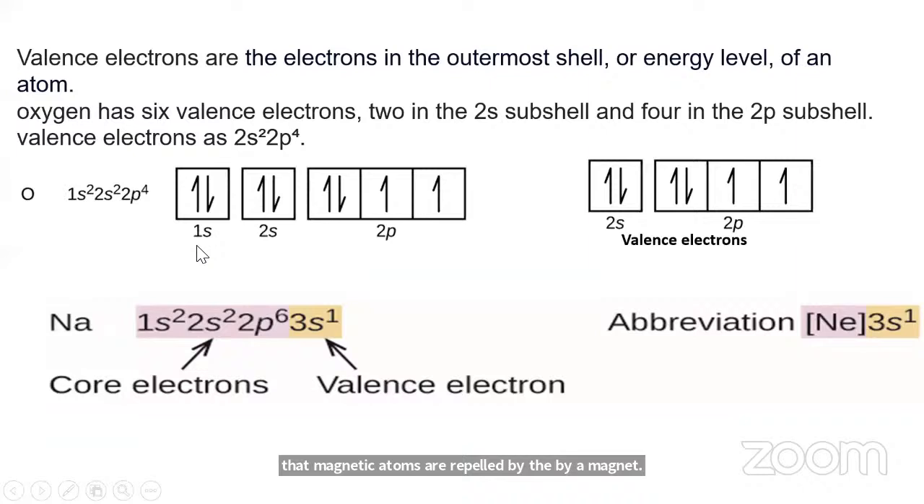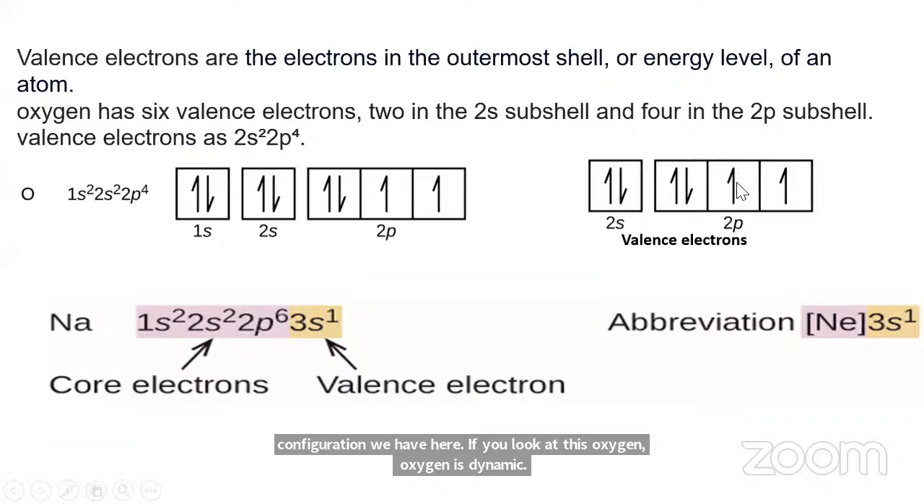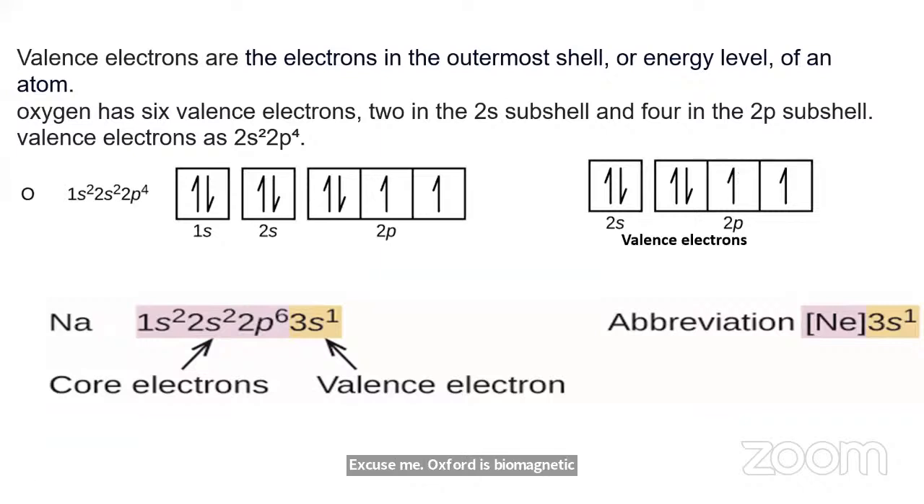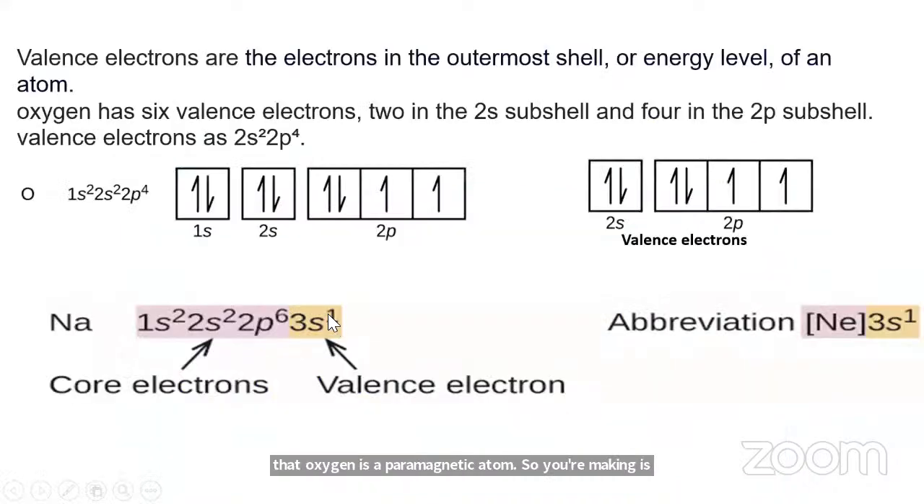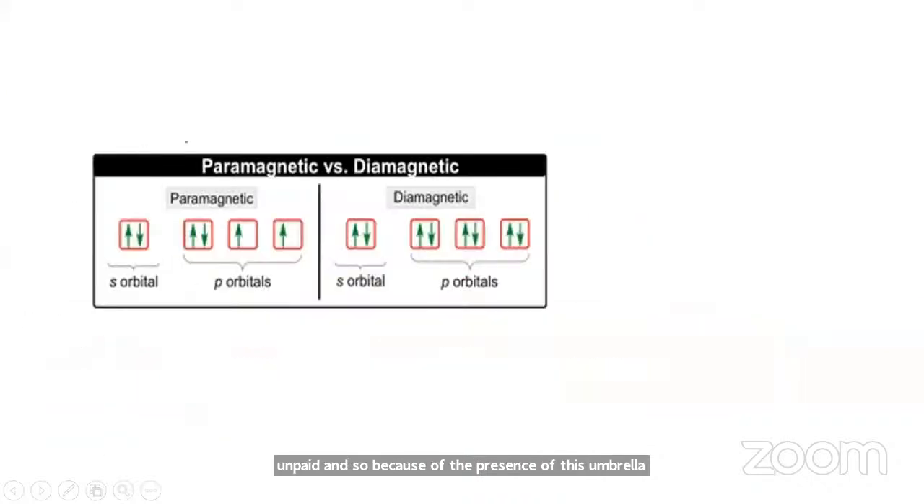Now let's go back to some of this electronic configuration we have here. If you look at this, oxygen is paramagnetic. Excuse me. Oxygen is paramagnetic because you have unpaired electrons in this orbital. In the p orbital, there is presence of unpaired electrons. So we say that oxygen is a paramagnetic atom. Sodium again is a paramagnetic atom because you have 3s1. 3s1 is unpaired, and so because of the presence of this unpaired electron, it makes sodium paramagnetic.